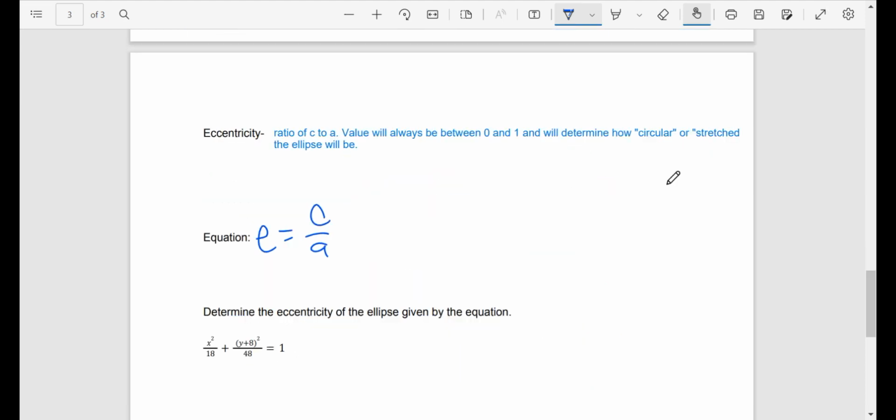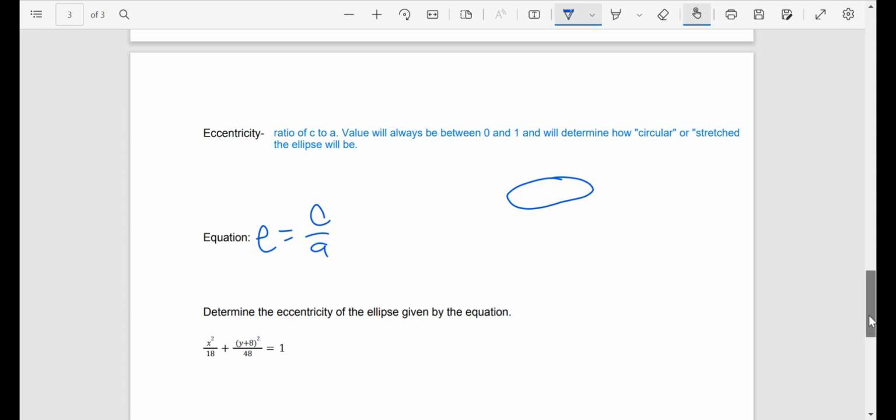Eccentricity is something we're going to briefly mention. It's the ratio of c to a. And the value will always be in between 0 and 1. If you have an answer that's not between 0 and 1, you're wrong. And it will determine how circular or stretched the ellipse will be. The closer you are to 0, the more circular it is. The closer you are to 1, the thinner it gets. The equation for that is e equals c over a.